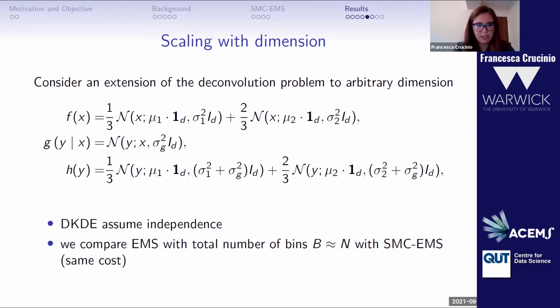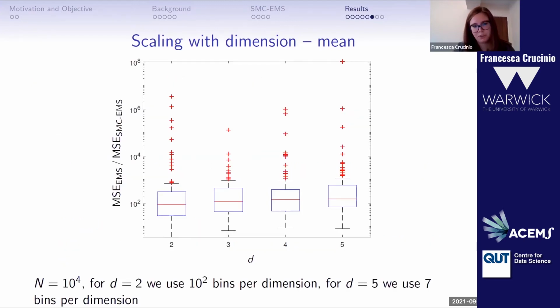So the check that we did was a direct comparison of EMS, discretized, and SMC EMS. I just have a couple of pictures which show dimension and the ratio between the mean squared error for the mean of the two algorithms. What we wanted to see is that these box plots should be above 1, because that means that SMC EMS is doing better, and they have roughly the same computational cost. So we set the number of particles to 10,000 and obtain roughly a matching number of bins for the EMS, which means that in dimension 2, we have a fair number of bins, 100 per dimension, but in dimension 5, this goes down by quite a lot.